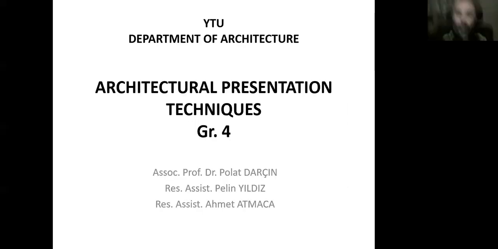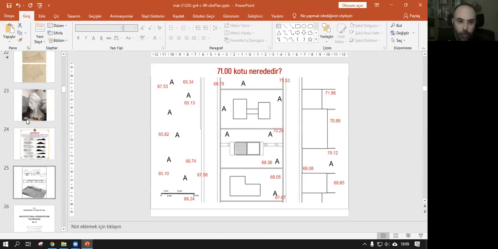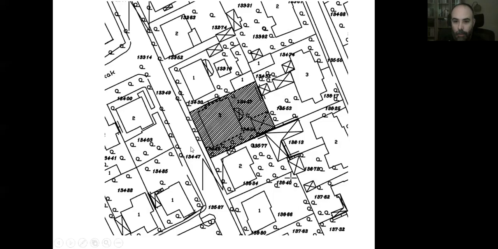There's a technique that you can use to create the contour lines, because when we get the map from the municipality, we don't actually see the lines on the map. However, we get these numbers. And I'm going to show you a sample here.